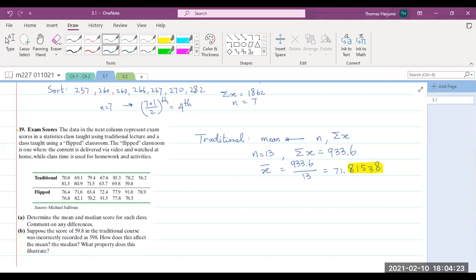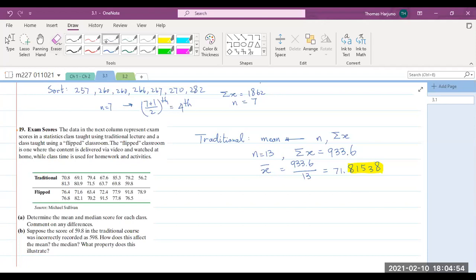Now, 71.815, that's 3 decimal places, because there's only 3 decimals after the decimal point. 5 decimal places means 5 numbers after the decimal point. If you want to do more, that's okay, but not less than 5 decimal places. So what happens, Thomas, if I just write 71.815? I penalize you half a point. Not a big deal, but you should not do it too often.